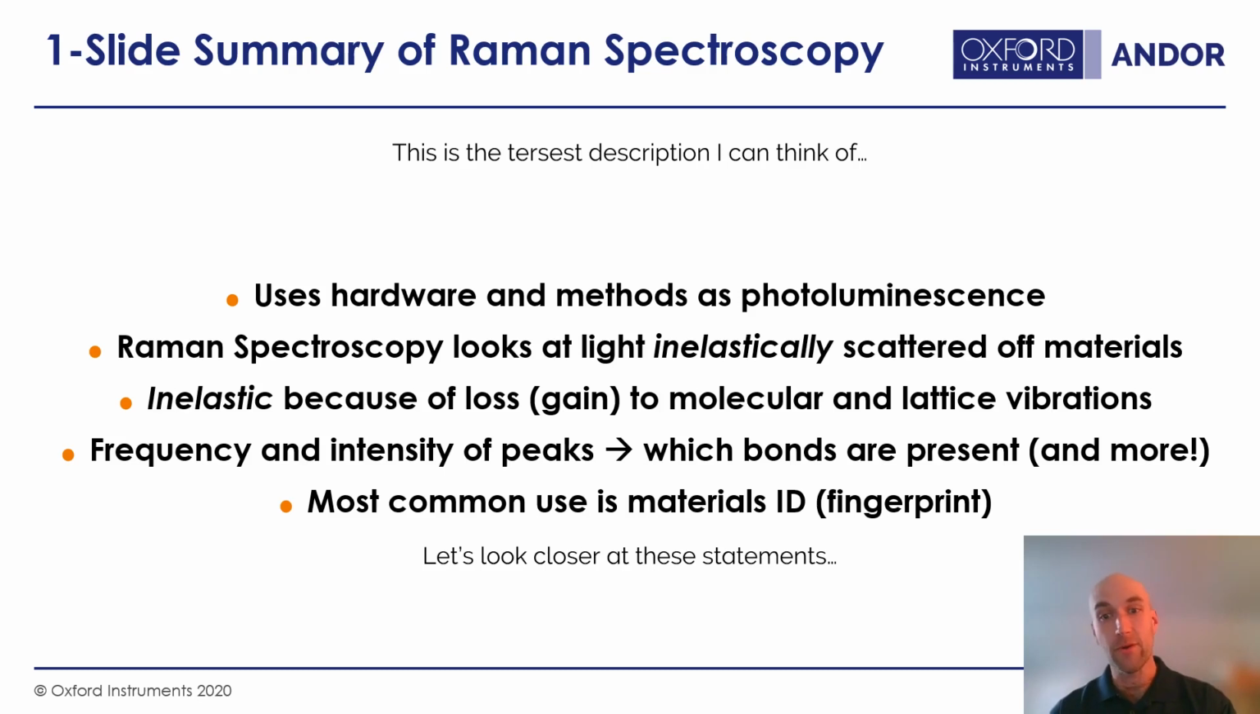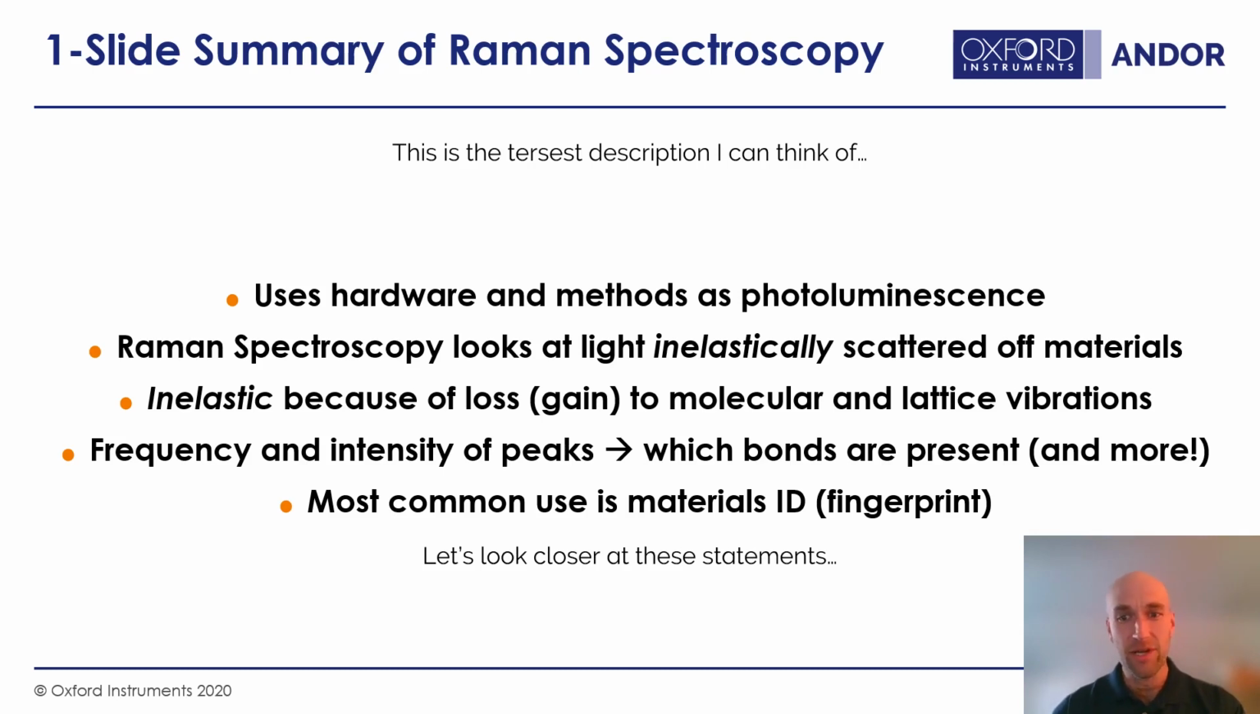If you're familiar with photoluminescence, you can do Raman spectroscopy with some modifications in experimental technique, the same way. You zap, well, I'm getting ahead of myself, but we'll get to that in the next slide. Raman spectroscopy looks at light inelastically scattered off materials. So light bounces off and it comes off with not the same energy. Inelastic because of loss or gain to molecular and lattice vibrations in the material that you're looking at.